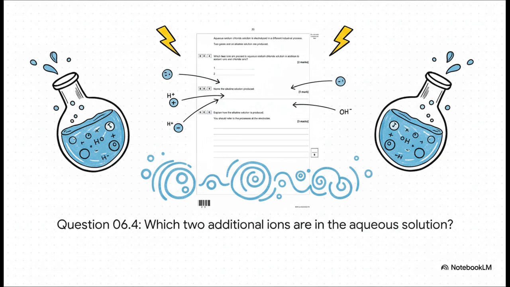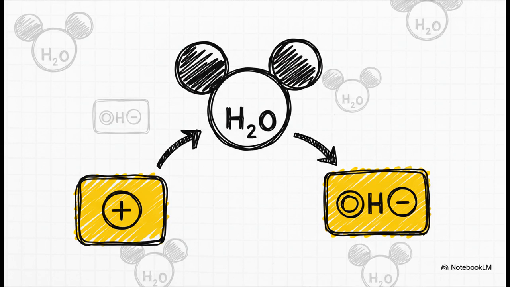We've still got our sodium and chloride ions from the salt, but because we're in water, 2 brand new ions show up to the party. For 2 marks, you've got to name both of these newcomers. And here they are, straight from the water itself. Hydrogen ions, H+, and hydroxide ions, OH-. And a little tip, the mark scheme is happy with either their names or their formulas, so use whichever you're more comfortable with. They both come from a tiny amount of water molecules that naturally split apart.